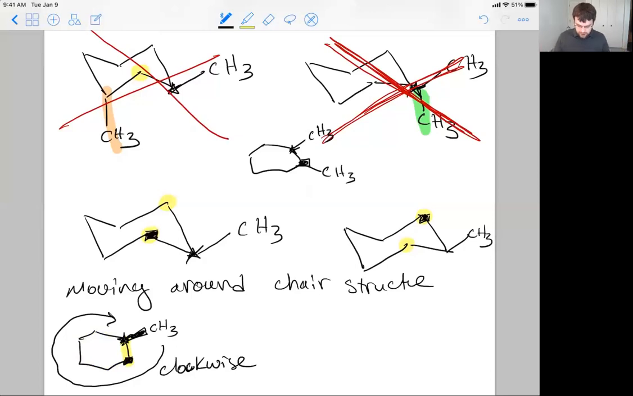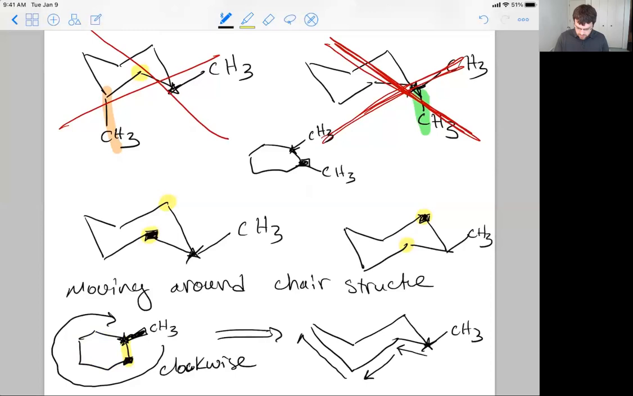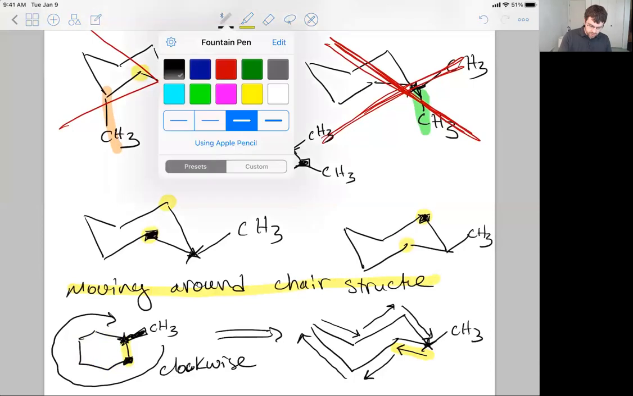So what does that look like for a chair structure? With a chair structure, clockwise movement, or encircling, around a chair structure looks like this. So clockwise movement is going to be this way, then this way, then this way, then this way, then this way, then this way. This is a really important concept. So what I'm saying is that if we start at the starred carbon and we move clockwise one bond, we are going to bump into the group in front.